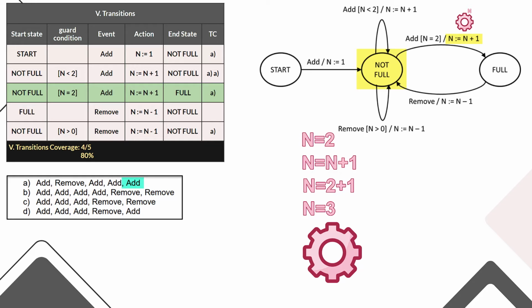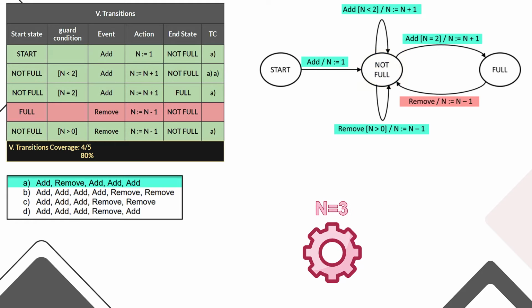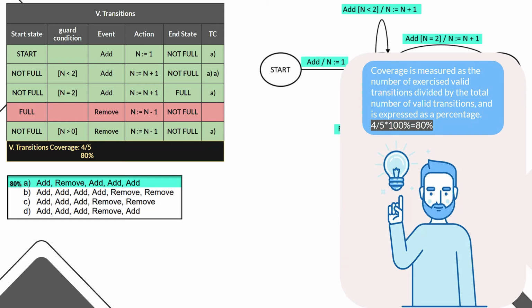Accordingly, we can see that 4 out of 5 transitions are covered by the test. The second transition is covered twice, but this does not affect the percentage of valid transition coverage. Coverage is measured as the number of exercised valid transitions divided by the total number of valid transitions and is expressed as a percentage. 4 transitions out of 5 are 80%. We note this indicator opposite the answer option A. And we need to consider 3 more answer options.